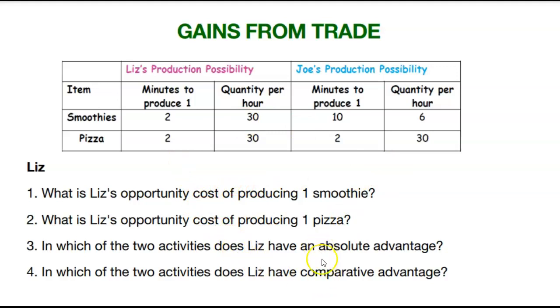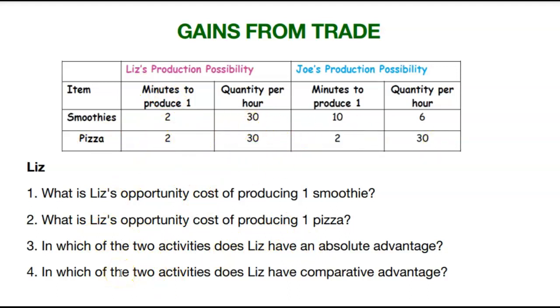In which activities does Liz have an absolute advantage? I told you, absolute means best production. She produces 30 smoothies in an hour, but Joe only produces 6. For pizza, it's the same, 30 and 30. So at the end of the day, we can only say smoothies, because the pizzas are the same.